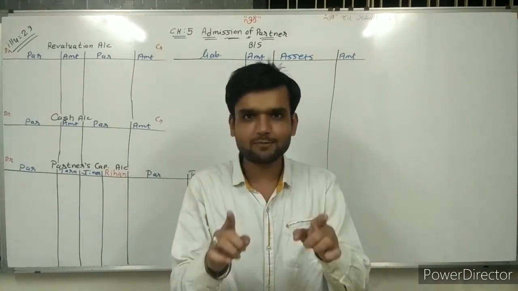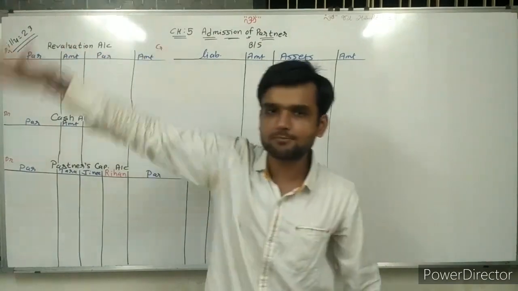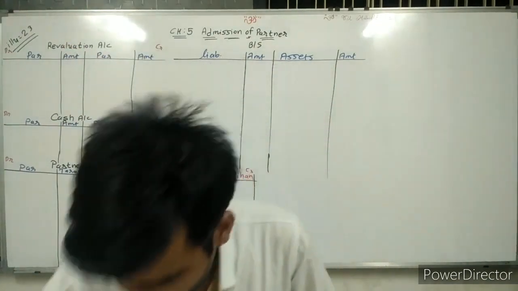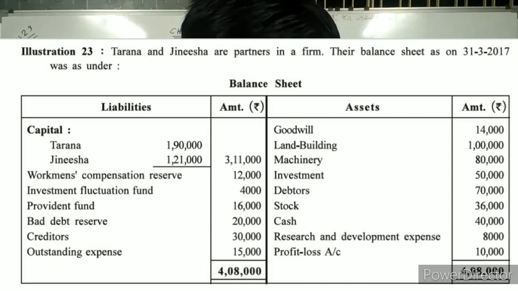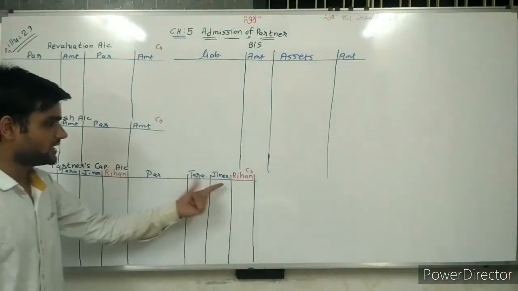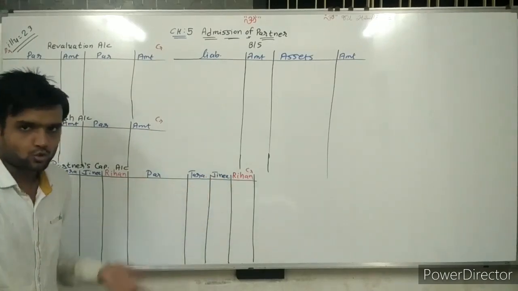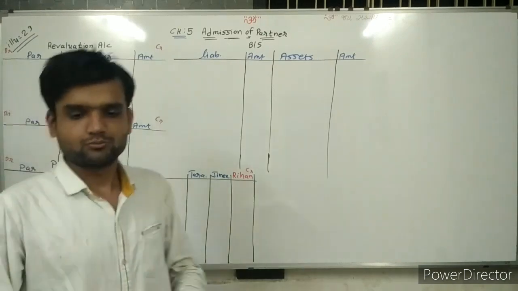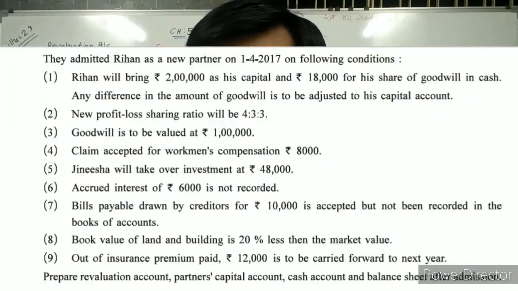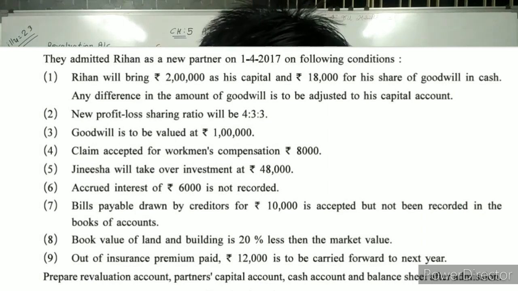Now again I am not wasting time, doing illustration number 23, reading the question. Tarana and Jinisha are partners in a firm. Their balance sheet as on 31/3/17 was as under. Now sir, after reading this, what are we doing? That is simple. Write down the names of partners, Tarana, Jinisha. The third column, I don't know till now. Going ahead, seen the balance sheet. Don't worry about the balance sheet.